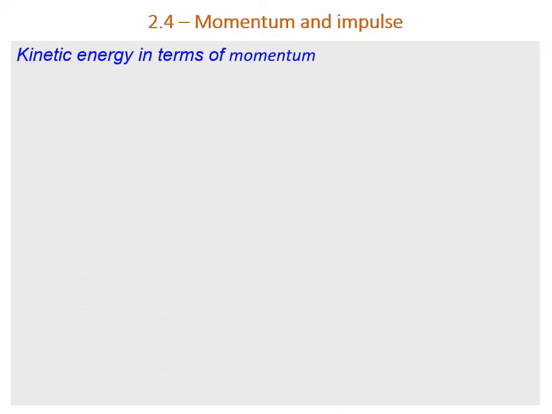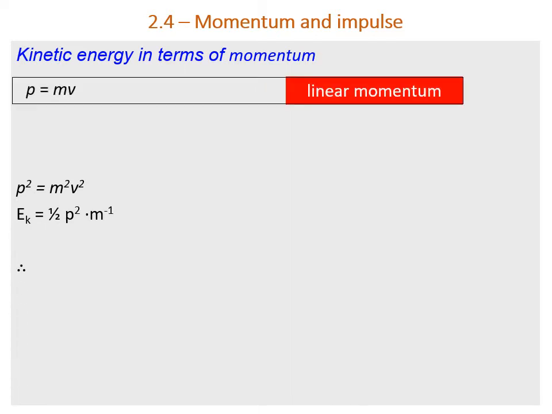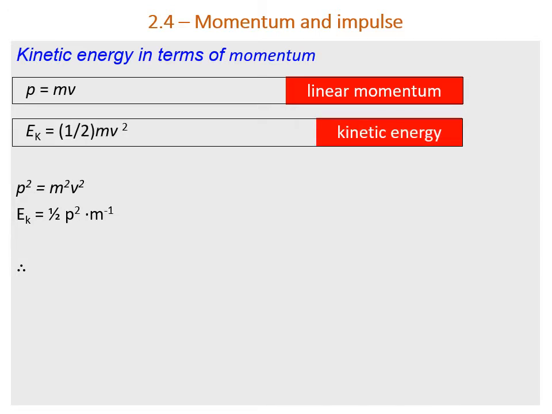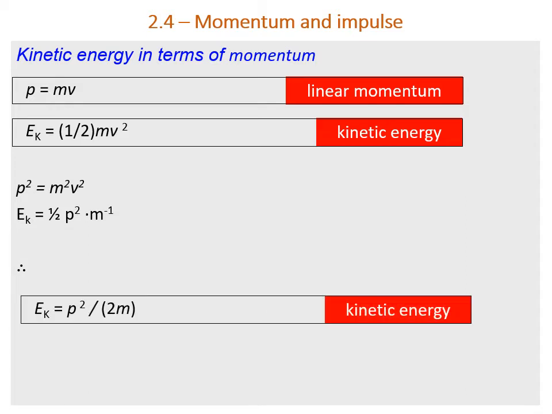And then very quickly, you can get kinetic energy in terms of momentum. Momentum is equal to mass times velocity, and if we square momentum, we get P squared equals m squared times v squared. And I know E sub k is equal to 1/2 mv squared, so I can substitute out the mass and the velocity for P squared, multiply by 1/2, and divide by mass. Therefore, we get E sub k equals P squared over 2m. You don't have to know this derivation, but there it is.